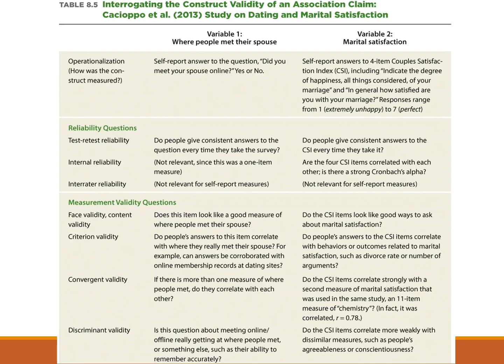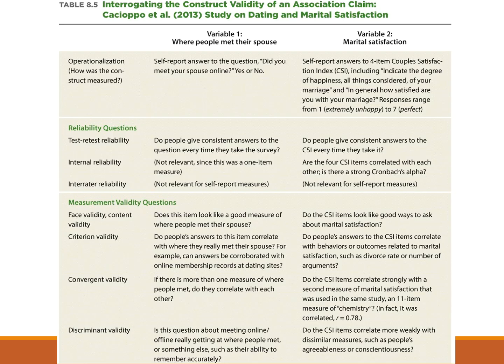When we look at marital satisfaction, do people's answers to the CSI items correlate with behaviors or outcomes related to marital satisfaction? In other words, do people that have a high CSI score also have lower divorce rates or a lower number of reported arguments? When we look at convergent validity, we're looking at, are there other measures that actually support this statistically?